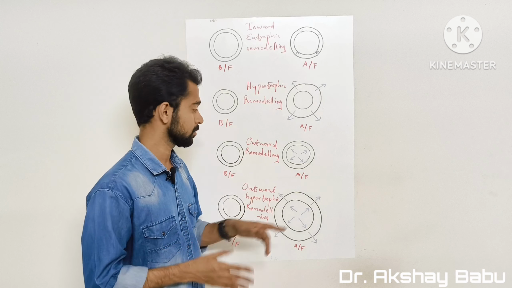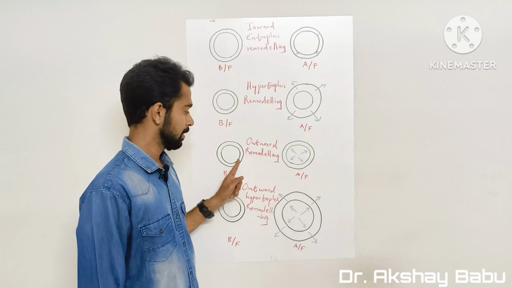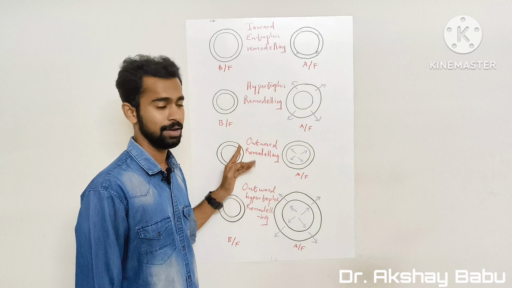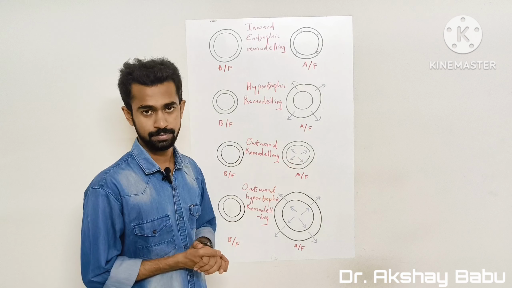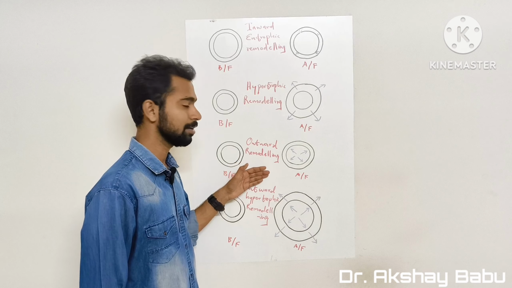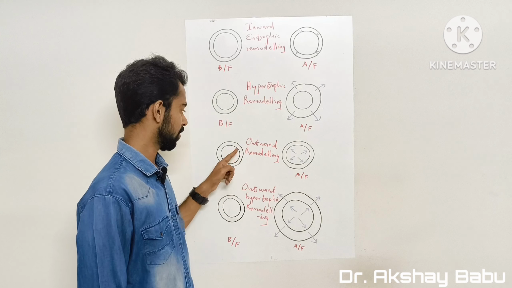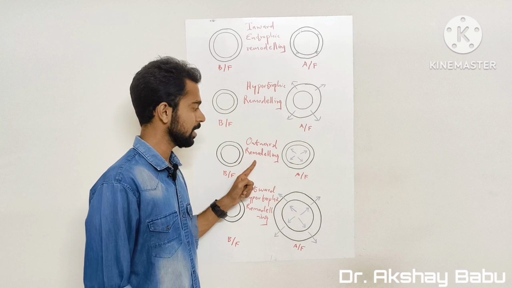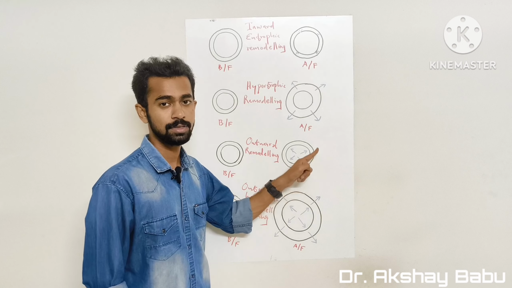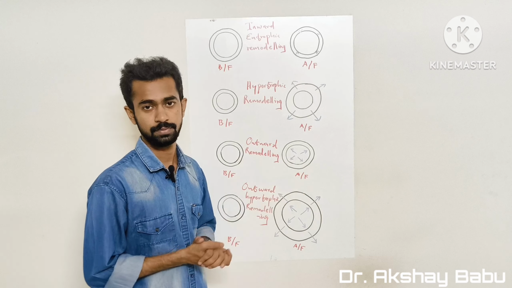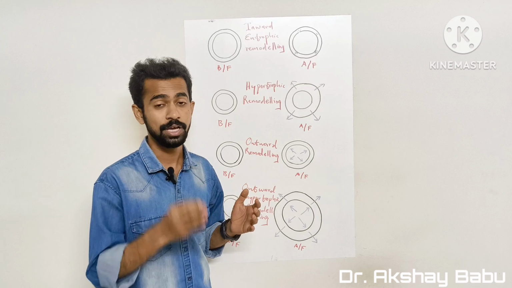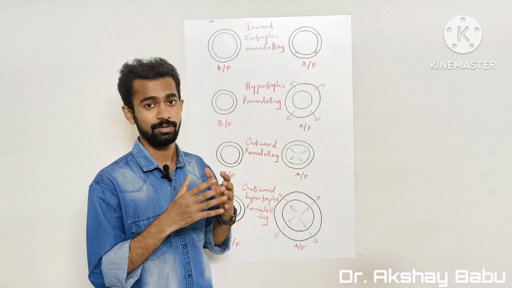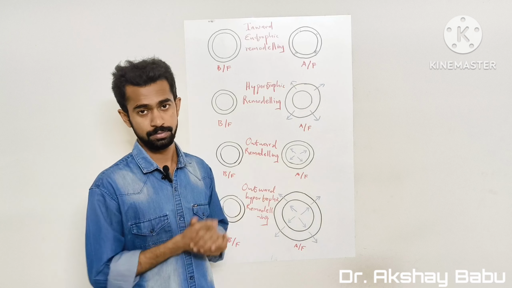So what about the thickness of the vascular wall? The thickness of the vascular wall in outward remodeling will not change. That is, whatever the thickness of the vascular wall was before the increase in blood flow, the same is present after the increase in blood flow also. But a little change in vascular wall thickness may occur with the increase in lumen diameter.